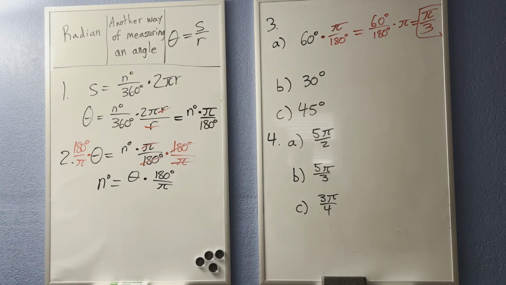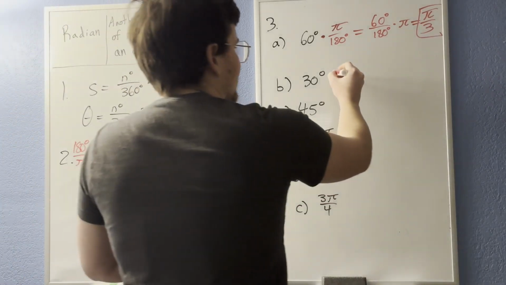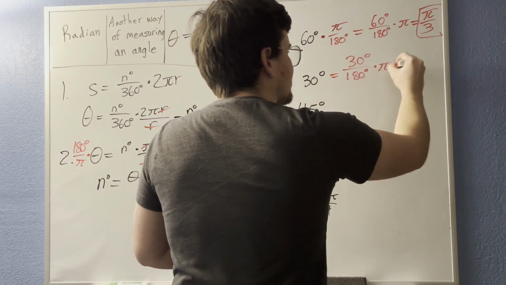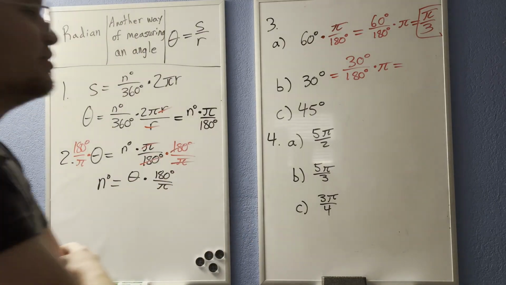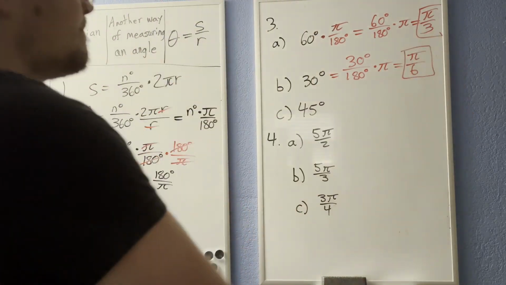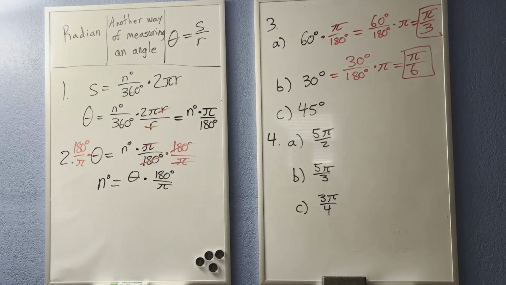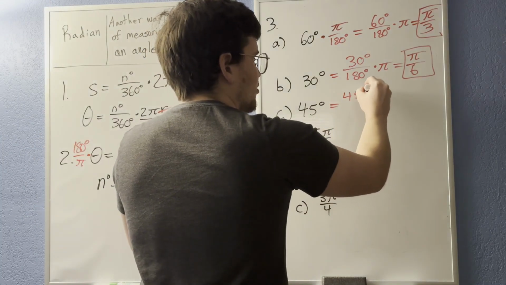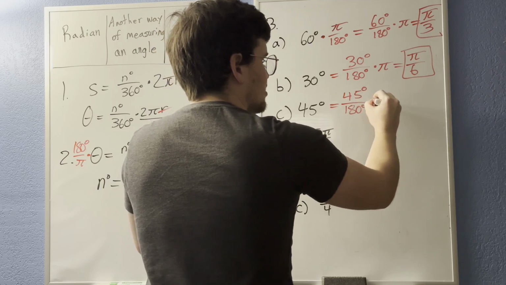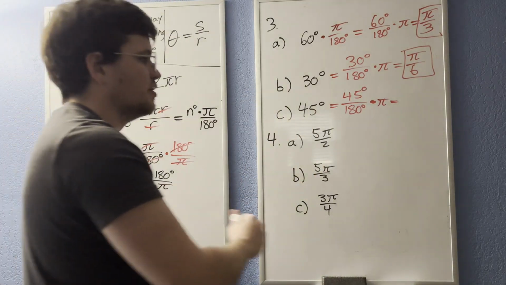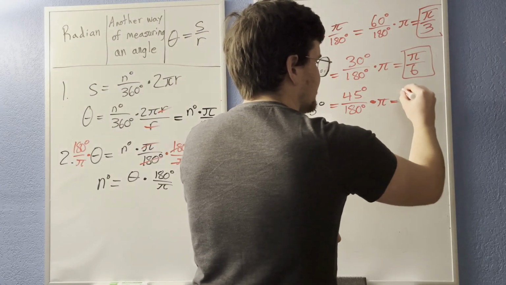Okay. Same thing for the 30 degrees. We're going to multiply by pi over 180. So we're going to get 30 degrees over 180 degrees times pi. And 30 over 180 simplifies to 1 over 6. So we get pi over 6. Same thing for 45 degrees. Multiply by pi over 180. That one's going to be 1 over 4. So we get pi over 4.